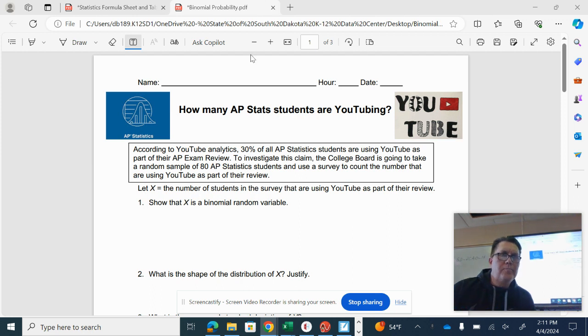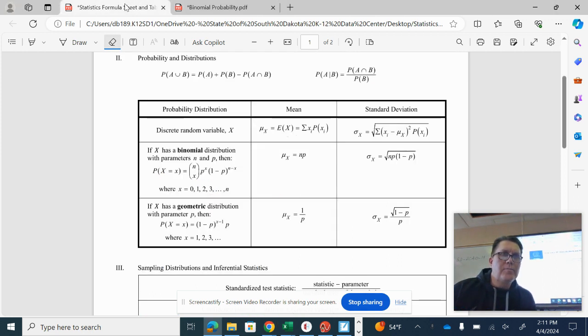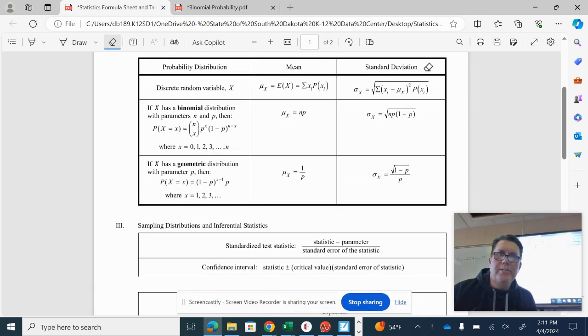Okay, we're going to review binomial distributions, binomial probability. So it is helpful again to have your formula sheet. And on the formula sheet, this formula, you should be familiar with how to fill that in because it'll really help, especially with multiple choice questions. The mean and the standard deviation are probably going to come into play.